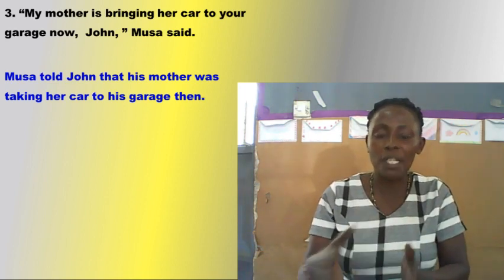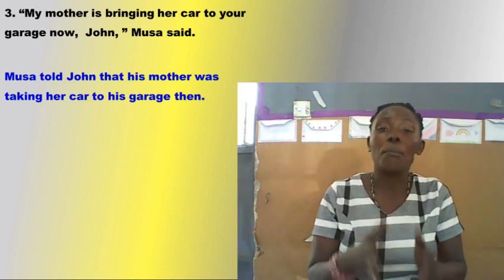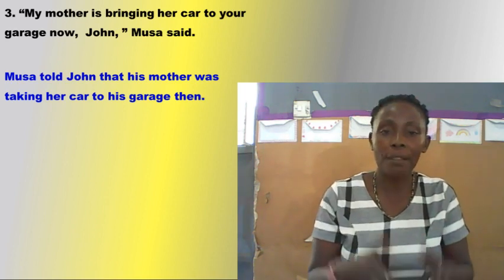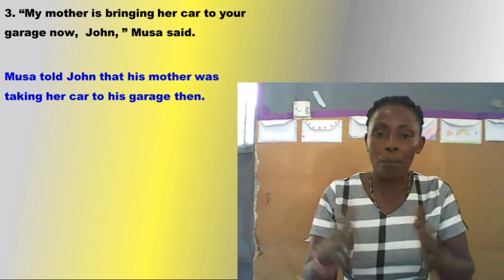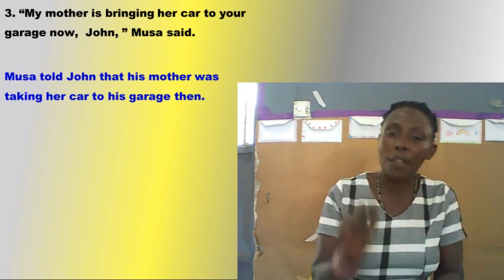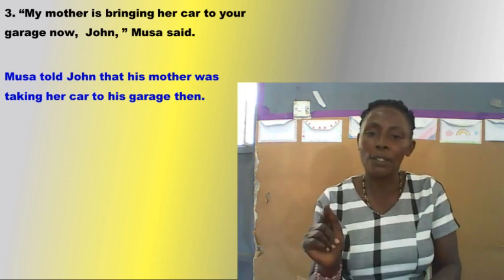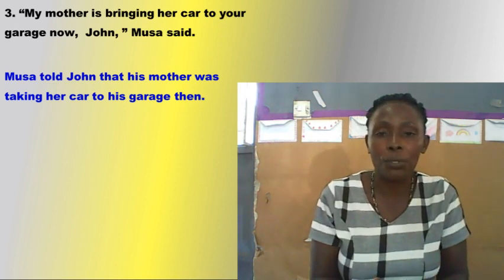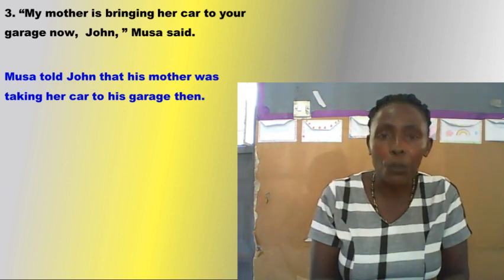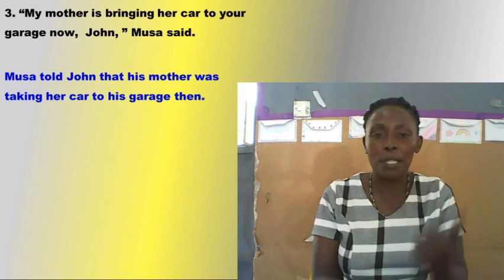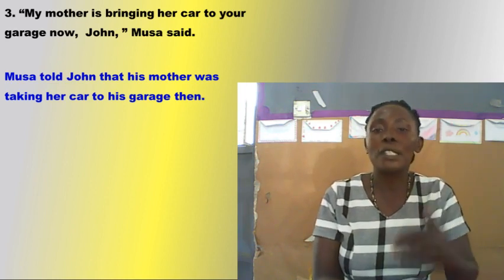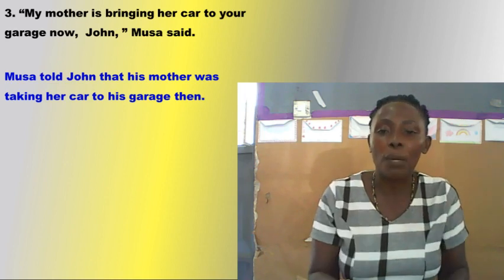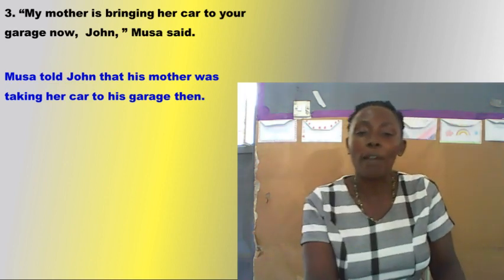Why was Musa's mother taking her car? Musa's mother was taking her car to John's garage. And this is what Musa told John. Musa told John that his mother was taking her car to his garage. Then who was the owner of the garage? The garage belongs to John. So the answer has to be, since you are reporting, what did Musa say? Musa said that, or Musa told John that his mother was taking her car to his garage.